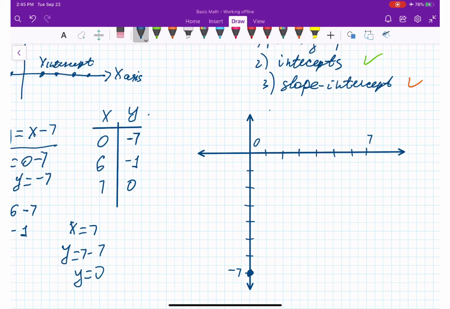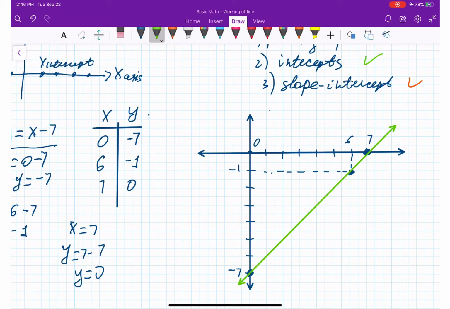Second point, x is equal 6. This is 6, and y is equal negative 1. And third one, x is equal 7 and y is equal 0. Y is equal 0, it comes here, and x is 7 right there. So I'm going to draw the line here. There we go. So we build the graph based on 3 points.